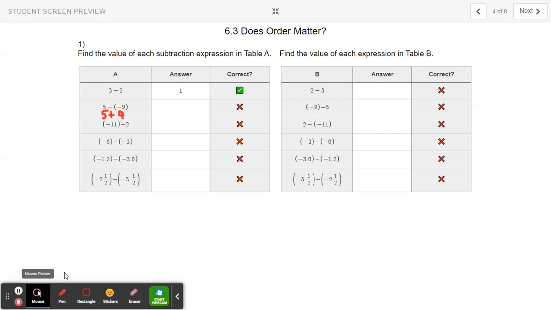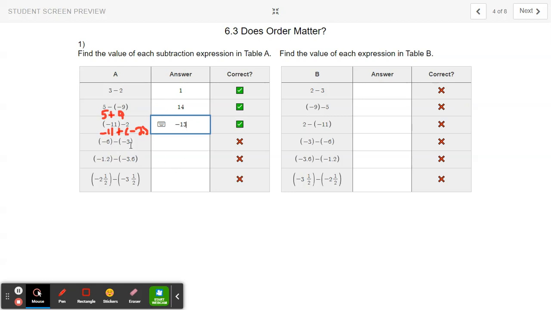So 5 plus 9 is a total of 14, and that checks out. Same thing here, negative 11 minus 2. Well, that's the same thing as negative 11 plus a negative 2. And so I know negative 11 plus 2 more negatives is a total of negative 13.